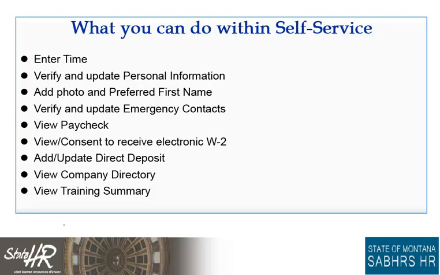Here are just a few of the things you will be able to do within Sabre Self-Service. Enter and submit your timesheet, verify and update your personal information, add your photo and your preferred first name, verify and update your emergency contacts, view and print your pay stub, consent to receive your W-2 electronically, view and print your W-2, add or update direct deposit information, view the company directory, and review your training summary.